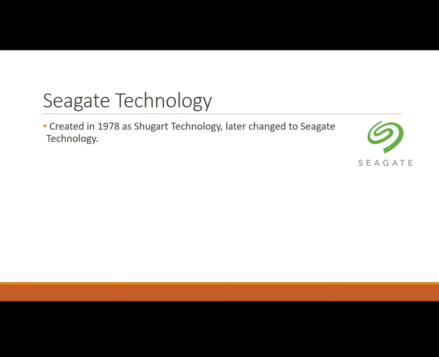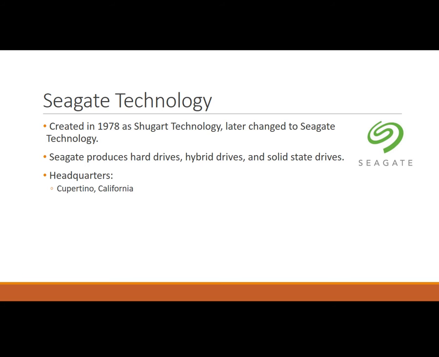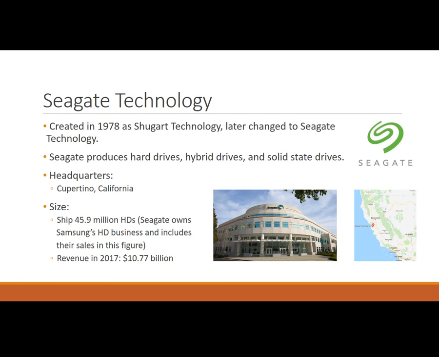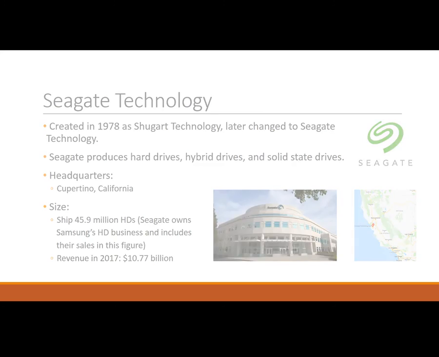Seagate Technology was created in 1978, but it was later changed to Seagate after Shugart Technology. They produce hard drives, hybrid drives, and solid state drives. The headquarters is in Cupertino, California. In terms of size, they ship 45.9 million hard drives. But it's weird because Seagate owns Samsung's hard drive business, and they include that number in how many they sell. The revenue in 2017 was 10.77 billion.